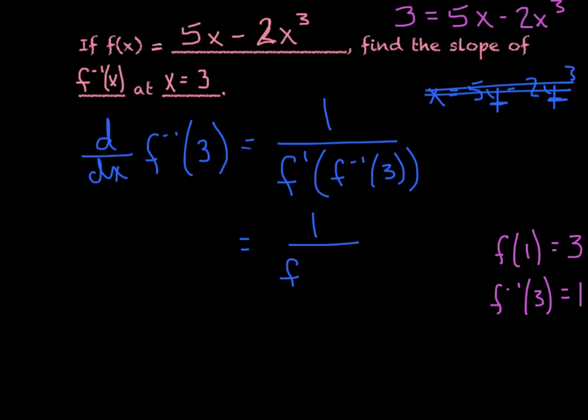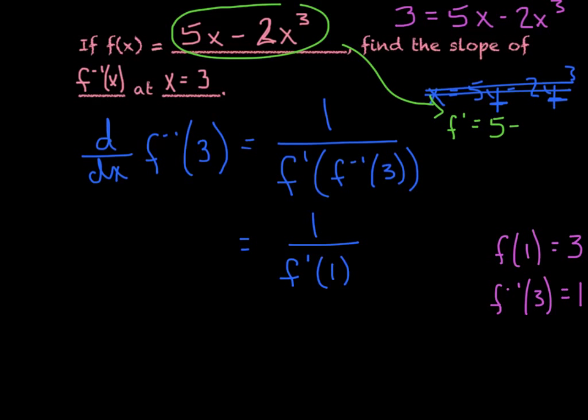So now we've got f prime of 1. We'll actually do a little bit of calculus here. Again, I'm kind of off to the side, and I'm just going to grab that given function and derive it, and I'm going to say f prime equals 5 minus 6x squared. And I'm just going to evaluate the derivative at x equals 1.